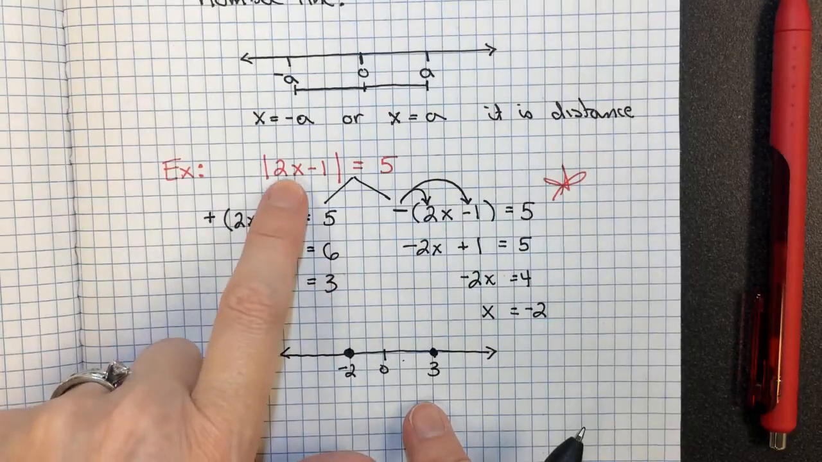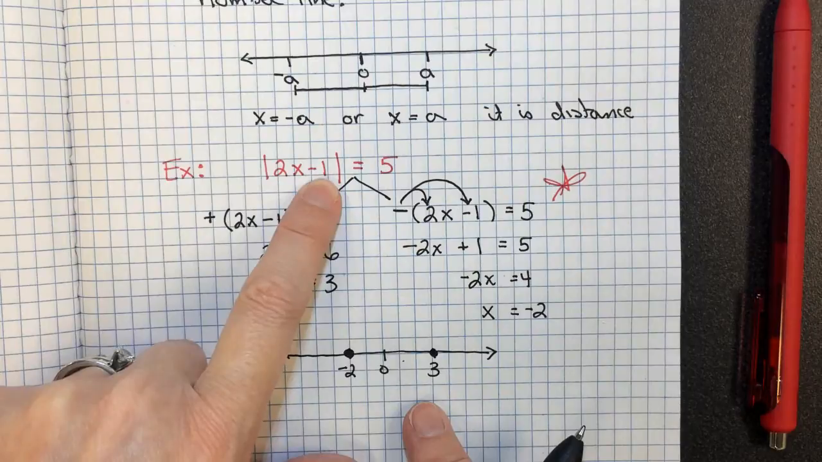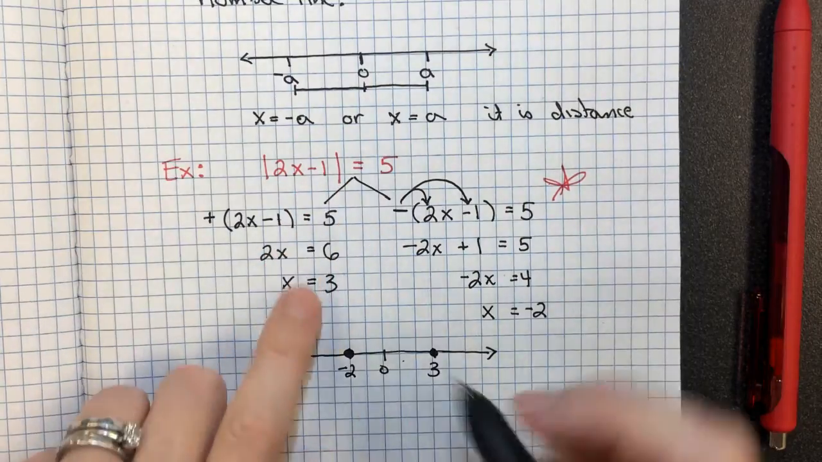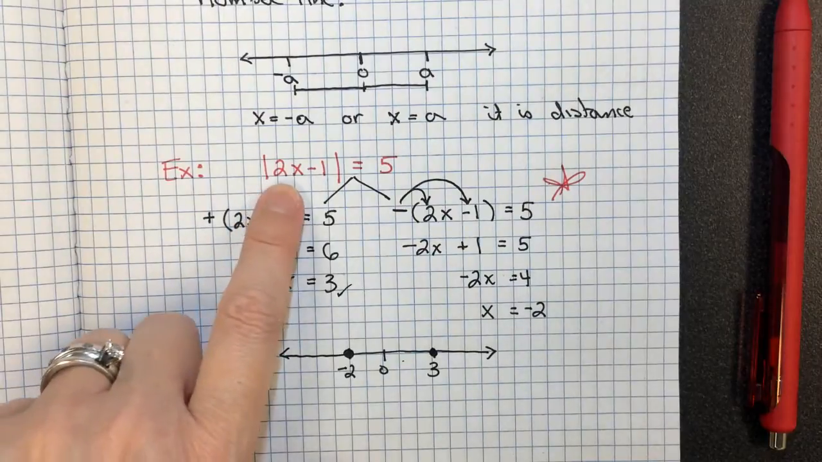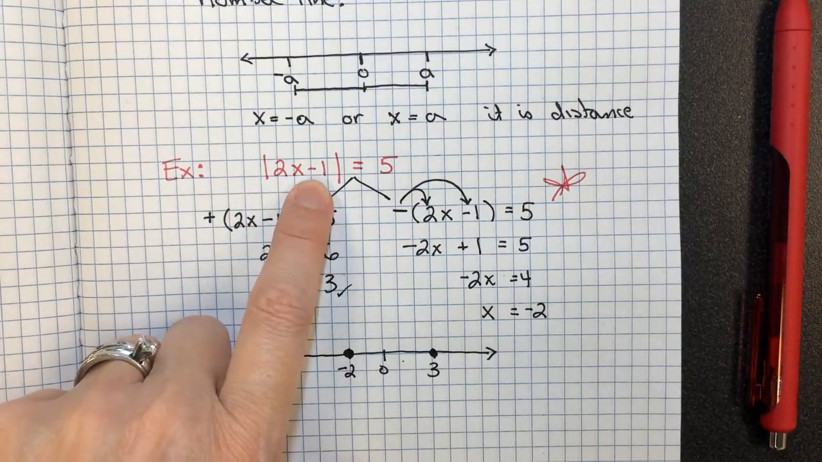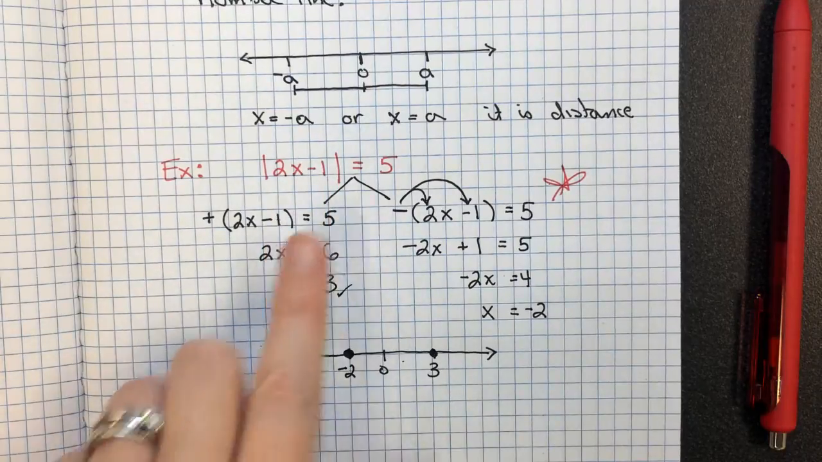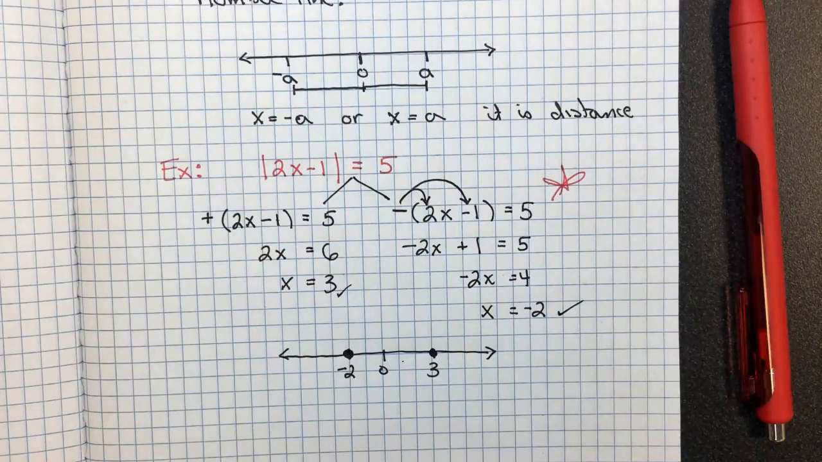The other thing we now need to do also is we plug this into the equation. So if I plug a 3 in, 2 times 3 is 6, minus 1 is 5. The absolute value of 5 is 5. That checks. Negative 2. Negative 2 times 2 is negative 4. Minus 1 is negative 5, but it comes out positive. So that also is correct. Both solutions will work.